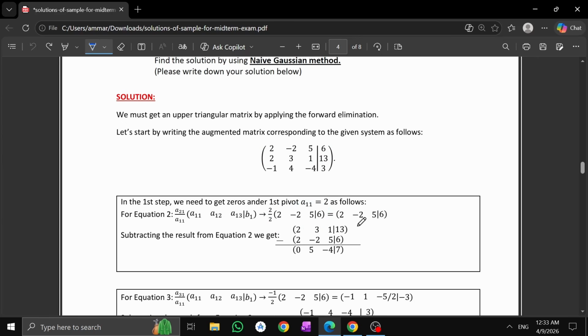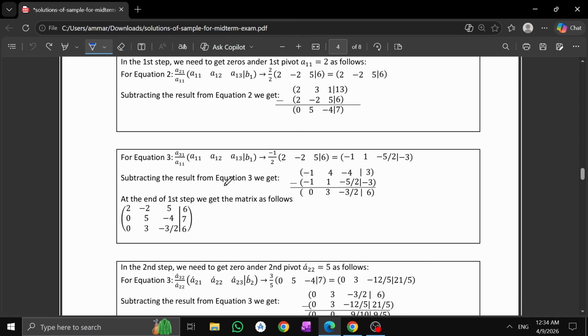Now subtract row 1 from row 2 that we are trying to make 0. Wait, my bad. It's the other way. Row 2 subtracted from row 1. Okay, this is row 2, this is row 2, row 1, row 1. And bam, you got the first 0. Let's go.